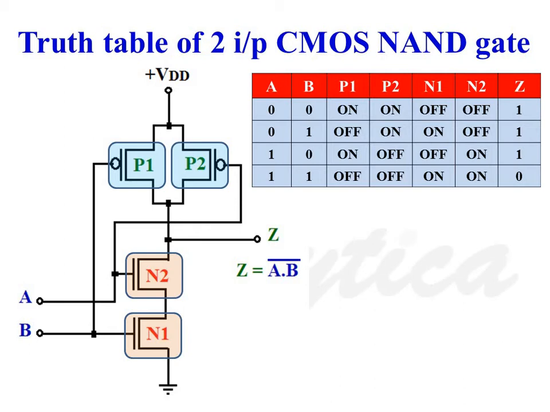When A is equal to B is equal to 1, both P1 and P2 are off and both N1 and N2 are on. So output is connected to ground through the on transistors N1 and N2. So output Z is equal to logic 0.